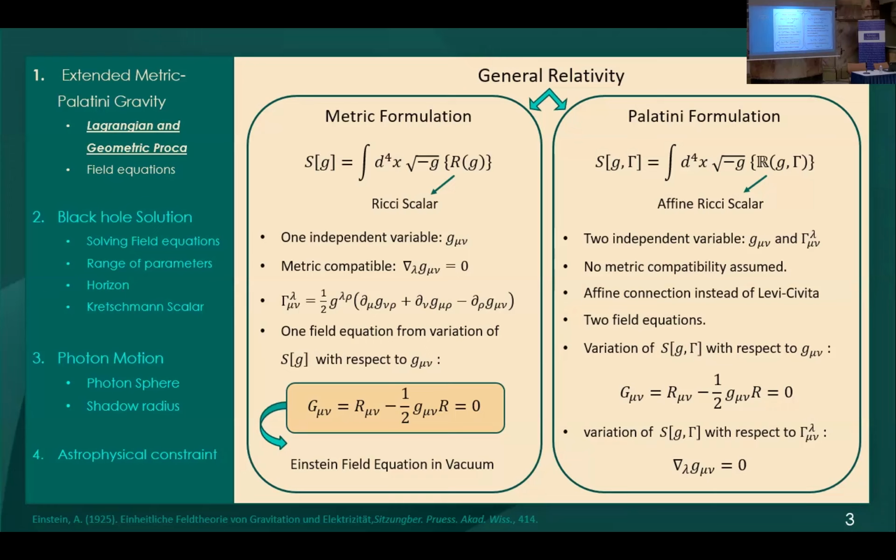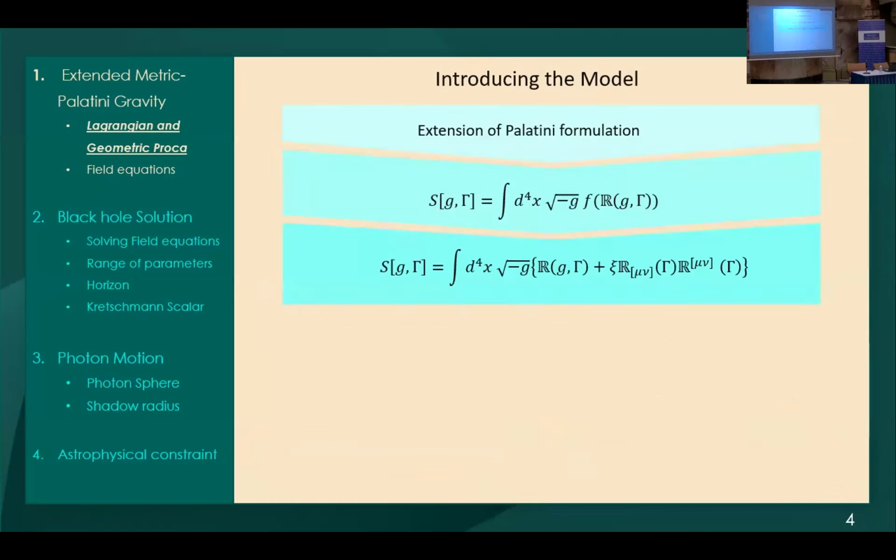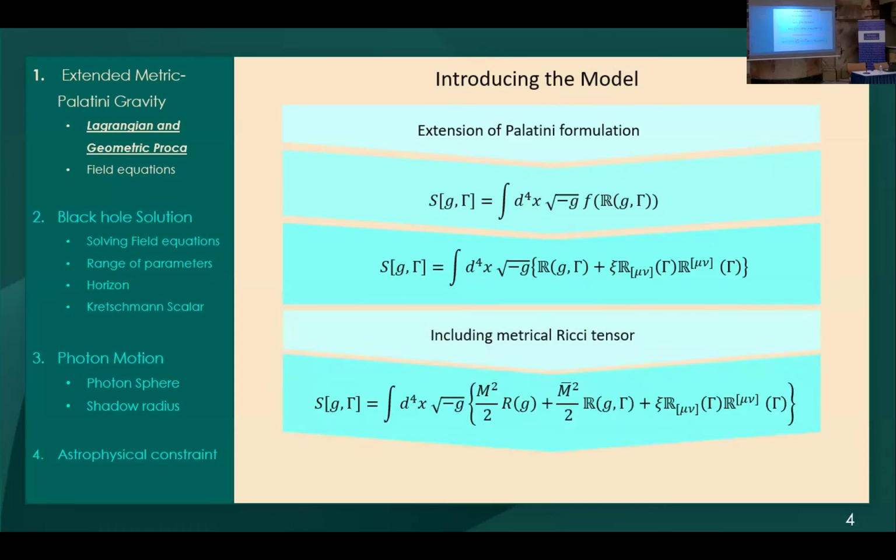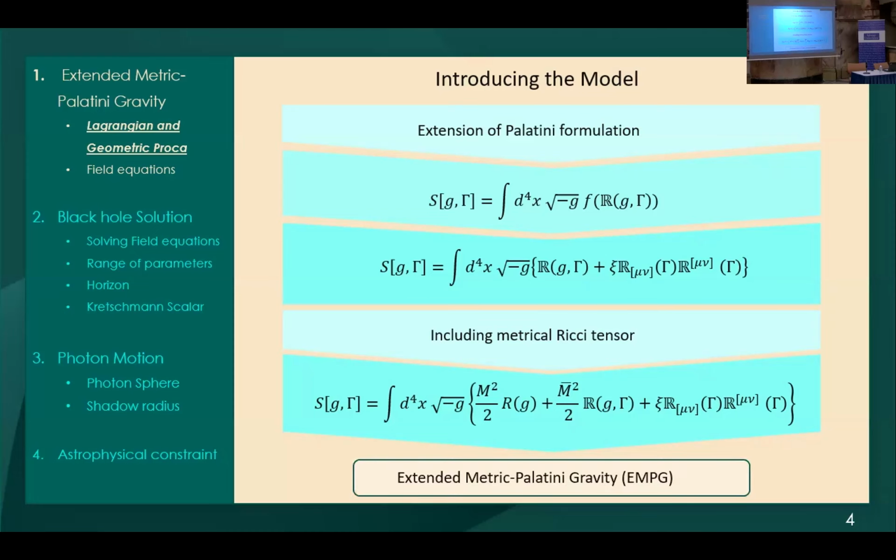So all the information can be hidden in the action, and we don't need to assume this metricity condition from the beginning. Now we want to extend this Palatini formalism and substitute the affine Ricci scalar with a function of it, which here is the antisymmetric part of this affine Ricci scalar. The reason that we choose this combination will be clear soon. Then we add to this setup also the metrical curvature, and we call this setup extended metric Palatini gravity.